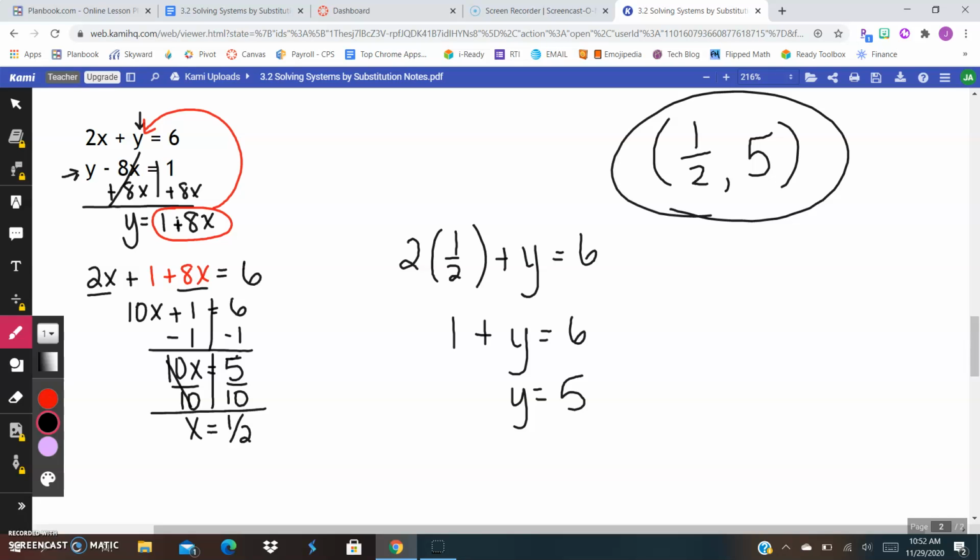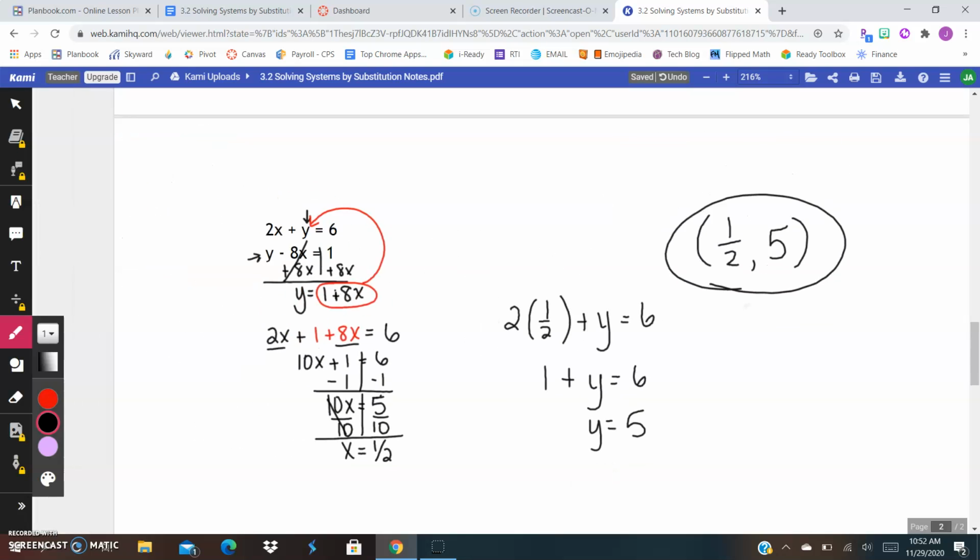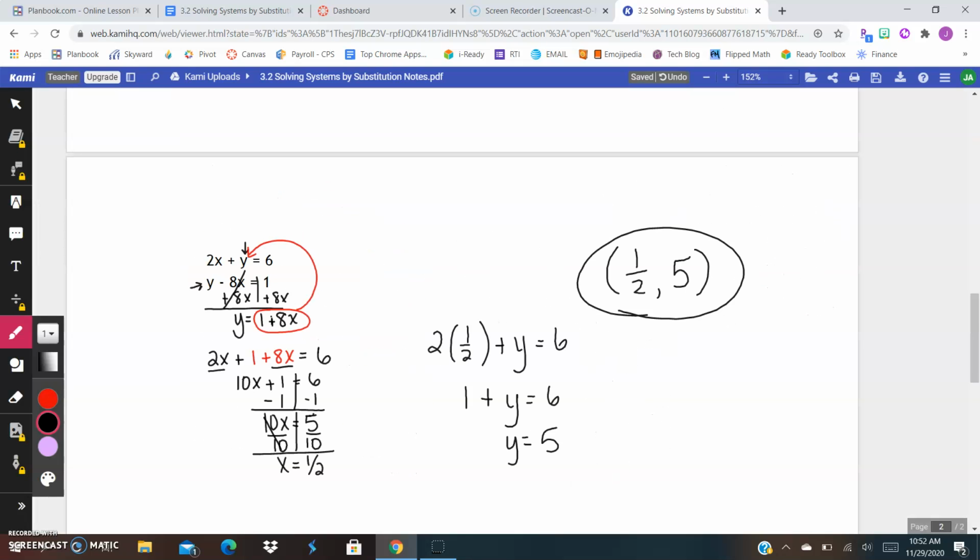And I think I picked all examples that y was 5. Not on purpose, though. So that is substitution. Once you get one of the letters, it's pretty simple to get the second one. So just have some patience and work your way through these problems.